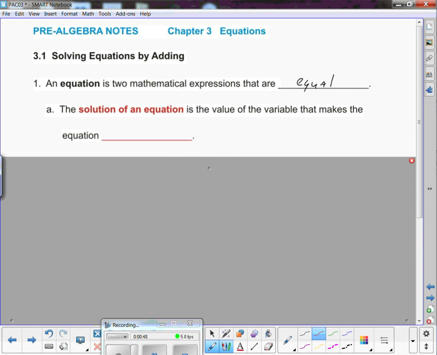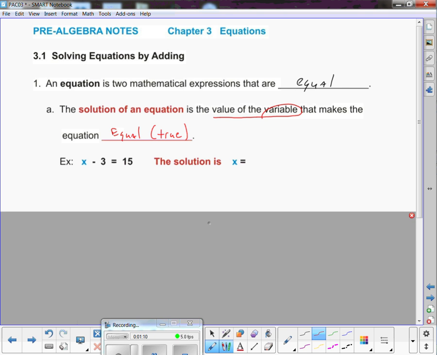All right, so the solution of an equation is the value of the variable that makes the equation equal, or you could say, if you want, true. It's the value of the variable that will make the equation equal, or you can think of it as making it true. So let's take a look.